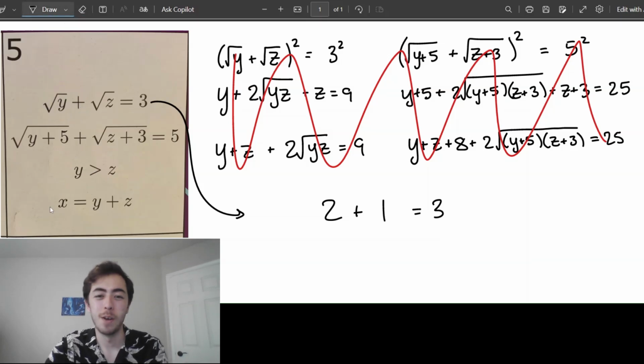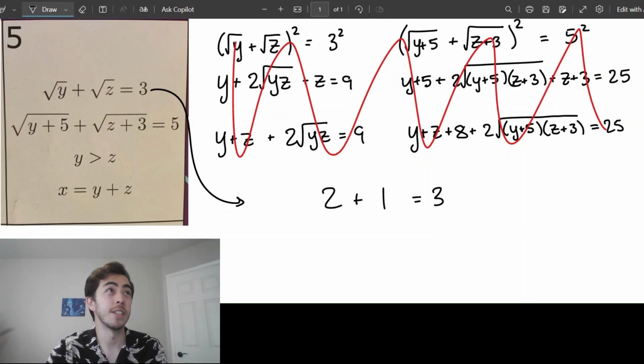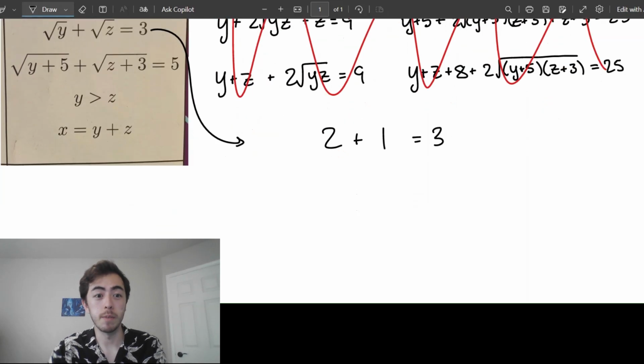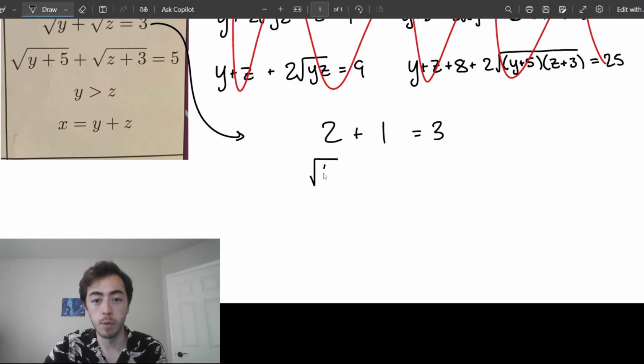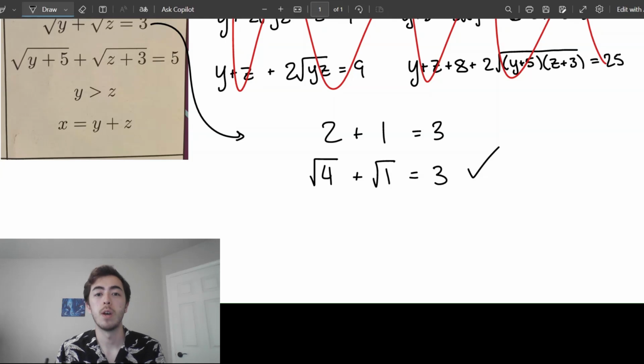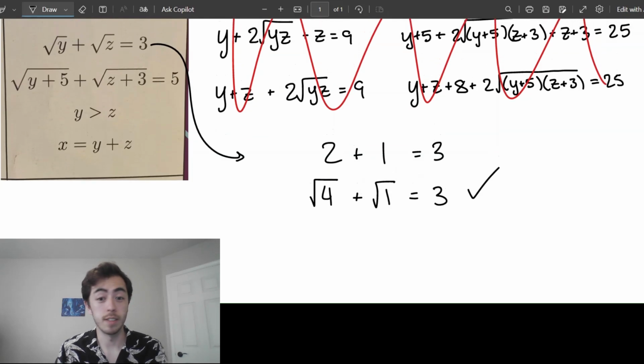And I thought, okay, well, clearly 2 plus 1 is 3, so if I just decide that this value might make sense, I could see what y and z have to be. And, well, the square root of 4 is 2, and the square root of 1 is 1, like we established earlier. So this at least satisfies the first equation. We should also make sure that this satisfies the second equation.